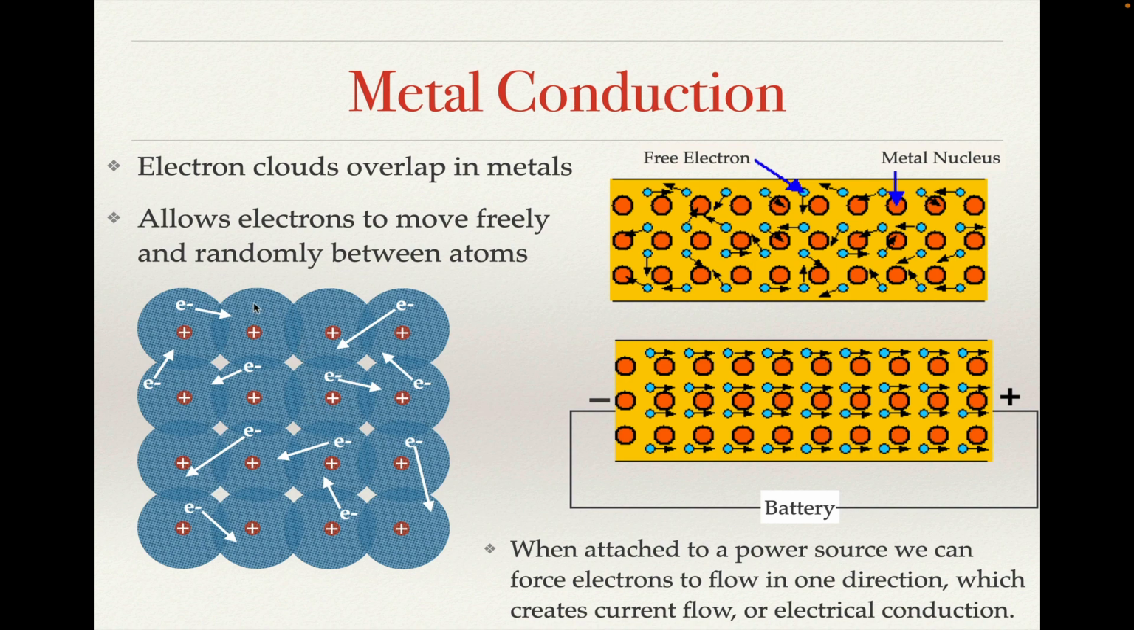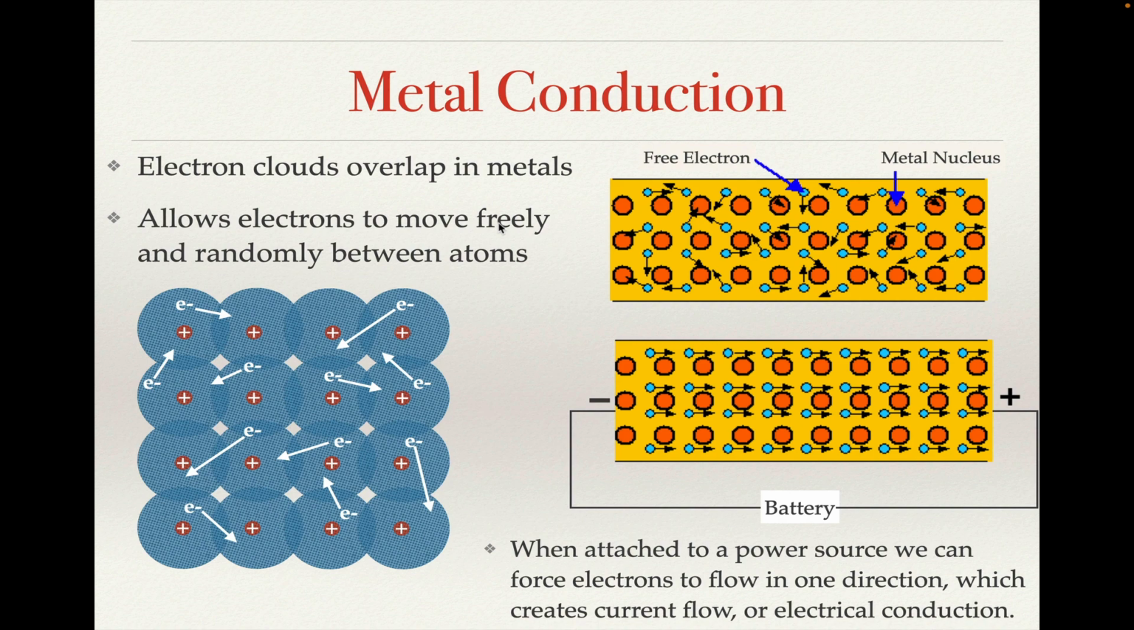So these electrons can kind of just freely move wherever they want to inside of these chunks of metal, okay? And they're going to randomly move. Some will go left, some will go right, some will go up, some will go down. It doesn't really matter. So we call that a random movement because the electrons are moving freely.